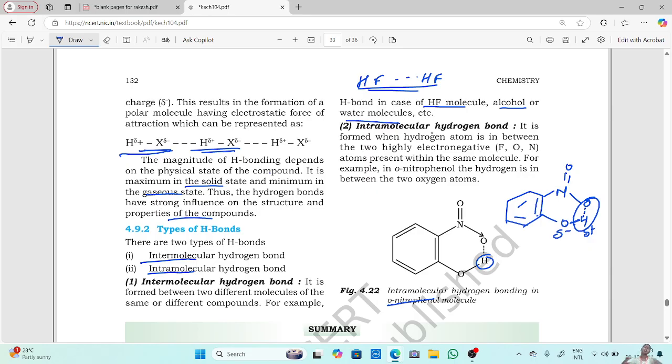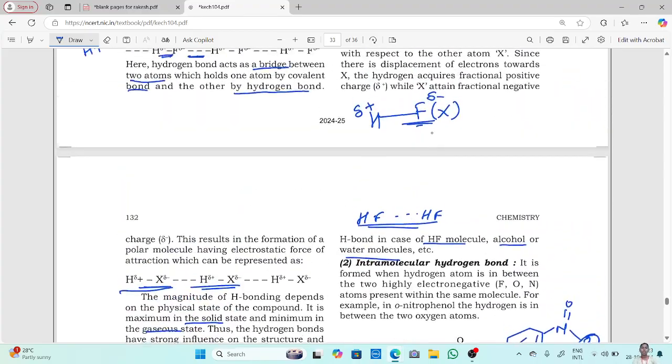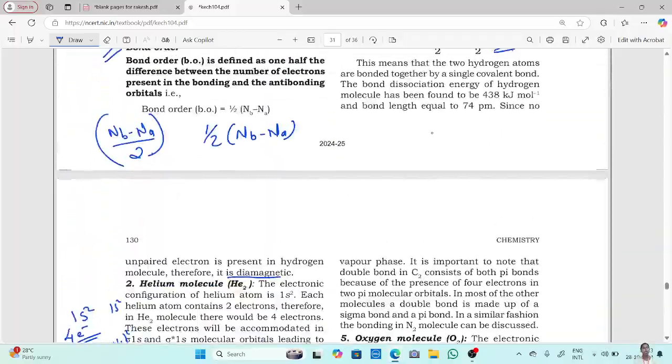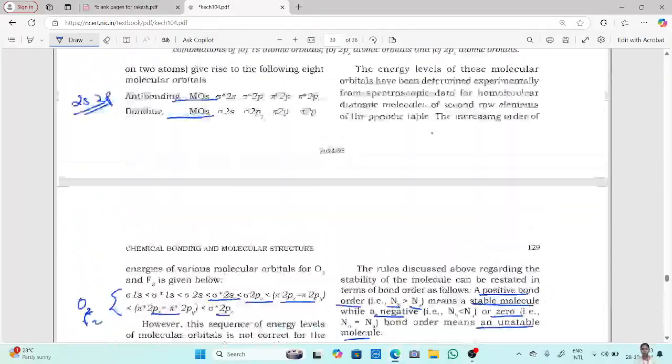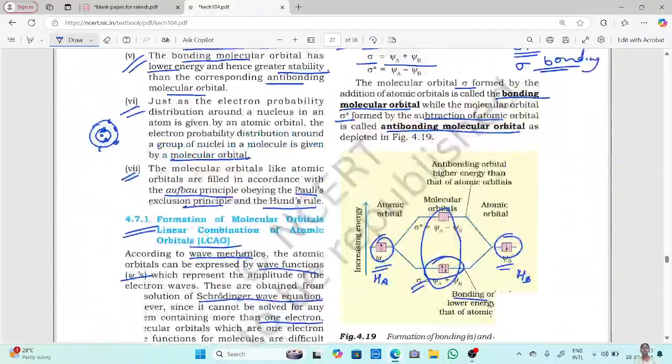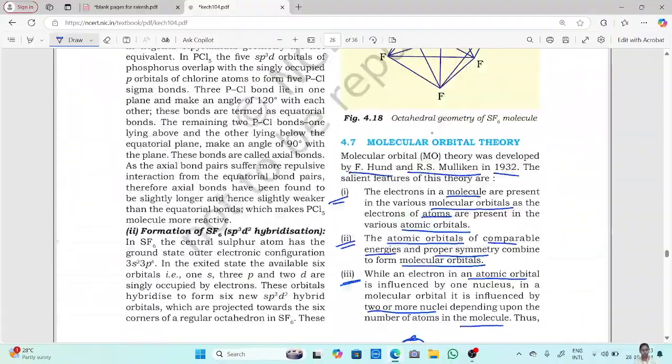And intermolecular means between two different or same molecules. So in today's video we have seen hydrogen bonding. With this we have finished the chapter chemical bonding and molecular structure.